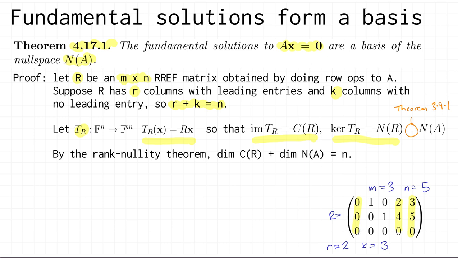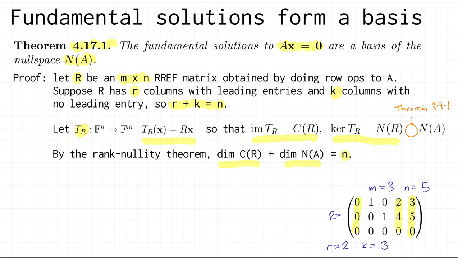Alright, so we want to use the rank nullity theorem. Applied to this linear transformation T_R, it says that the dimension of the image of T_R plus the dimension of the kernel of T_R is equal to the dimension of the domain of T_R. The dimension of the domain is n, because that's F^n, the space of height n column vectors. The image of T_R is the column space, and the kernel of T_R is the null space of R, which is equal to the null space of A. So putting those things together, the dimension of the column space of R plus the dimension of the null space of A is equal to n.